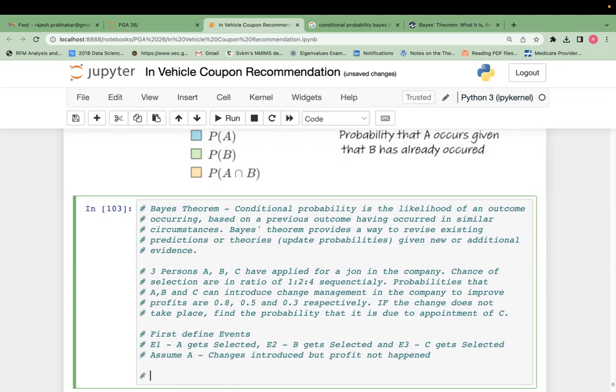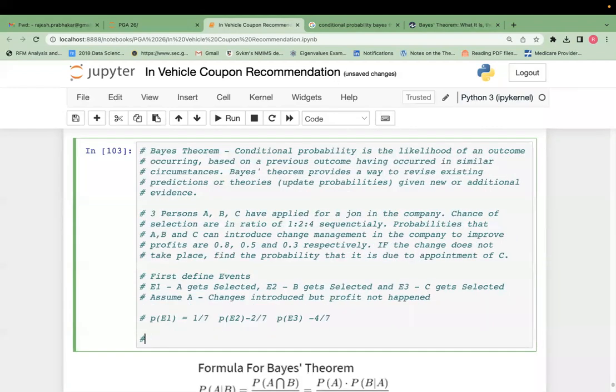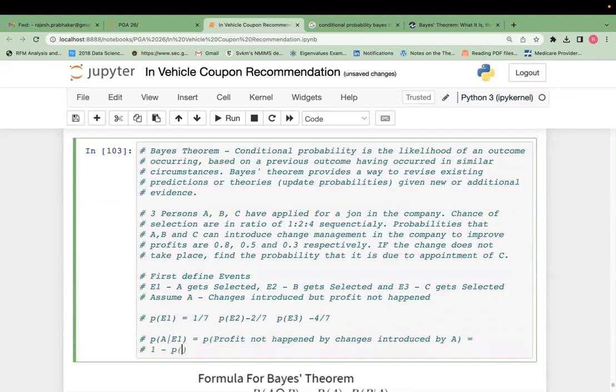Probability of E1 is 1 divided by 7. Total events is 1 plus 2 plus 4, and the summation is 7. Probability of E2 is 2 divided by 7. Probability of E3 is 4 divided by 7. Now, probability of A given E1: the probability that profit not happened by changes by A is equal to 1 minus the probability of profit happened by changes introduced by A, which is 1 minus 0.80, which will be 0.20.